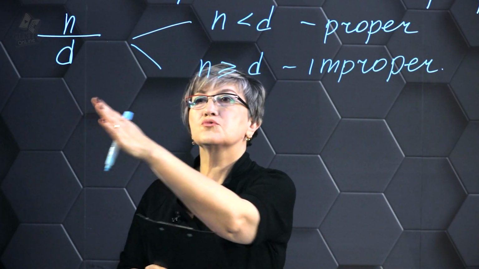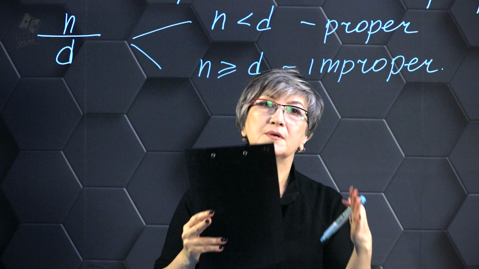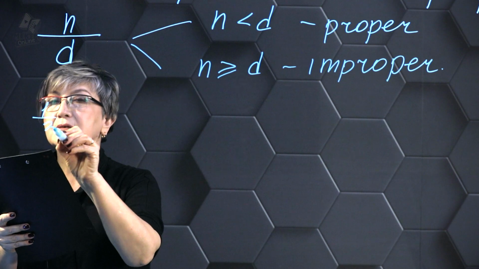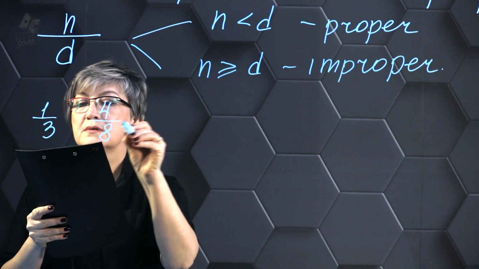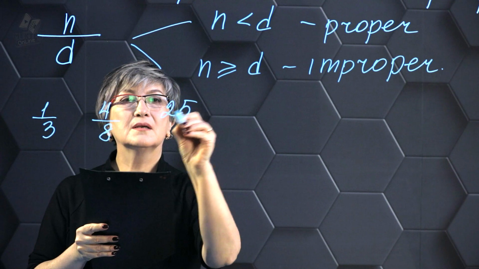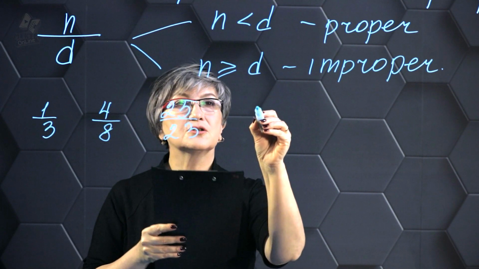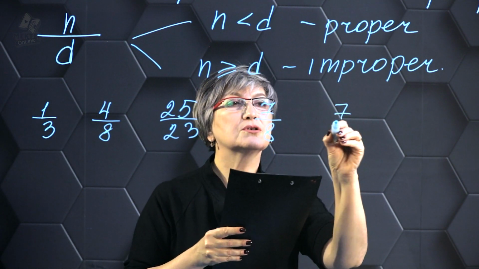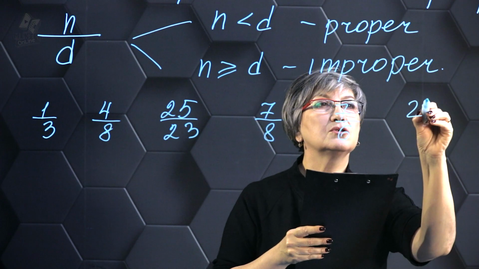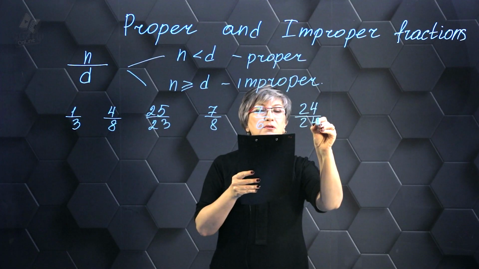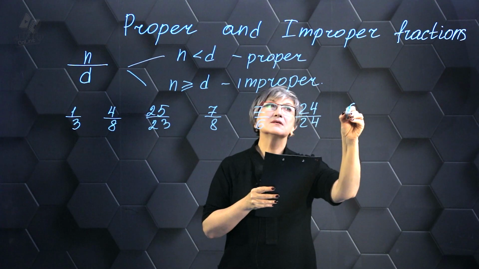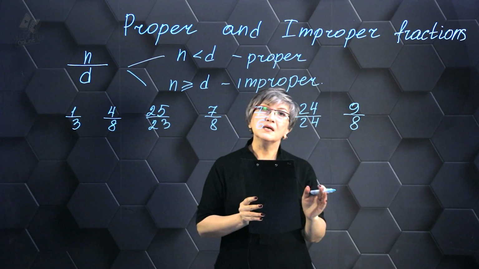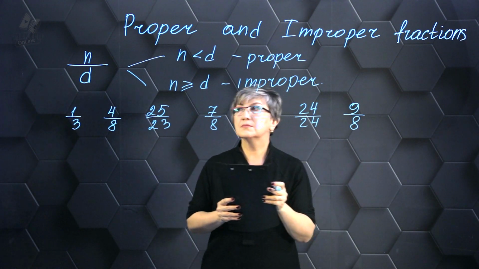Alright, I'll write down these fractions here and we'll divide them into two types. The fractions are 1/3, 4/8, 25/23, 7/8, 7/6, 24/24, and 9/8. We'll make two columns: proper fractions and improper fractions.